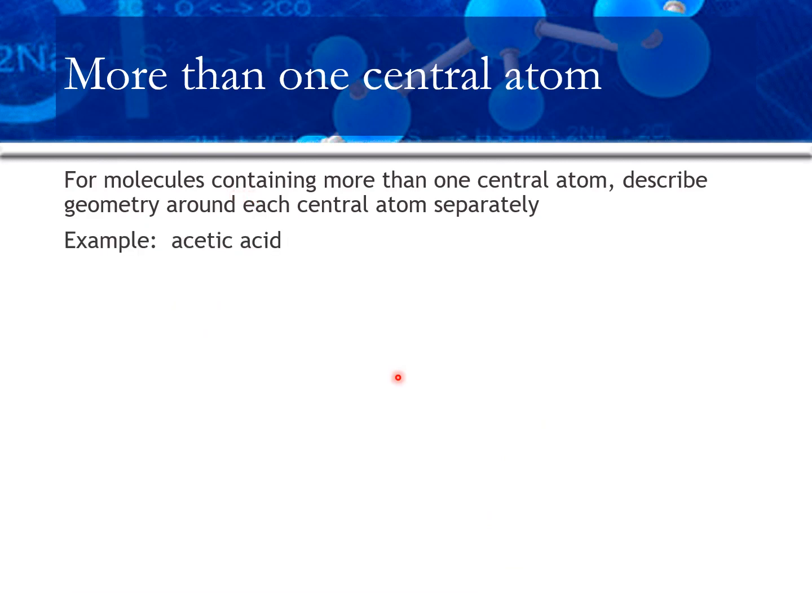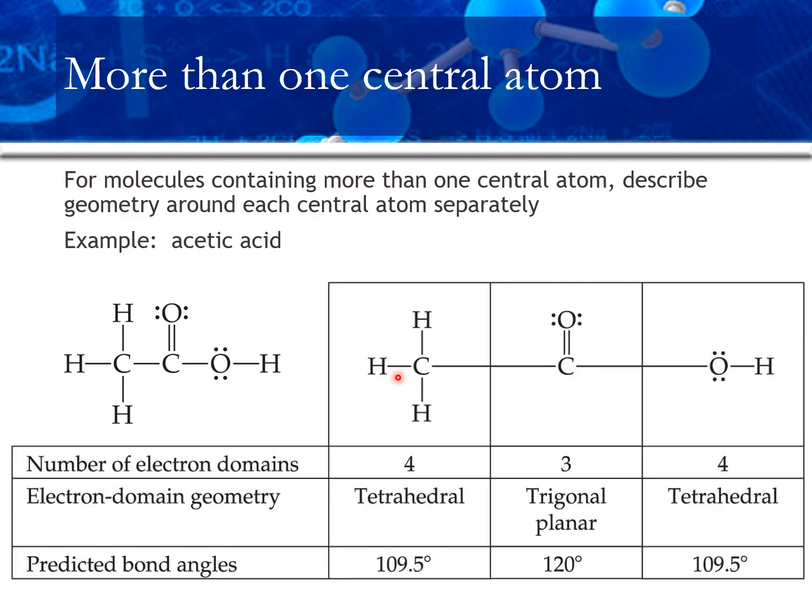So for example, if we look at acetic acid, here's our Lewis structure for acetic acid. Think about each of those central atoms separately, and I'm going to build a table. I think the book does this. Around the first central atom, we have 4 electron domain regions. The electron domain geometry is tetrahedral. The actual shape is also tetrahedral with bond angles of approximately 109.5 degrees.